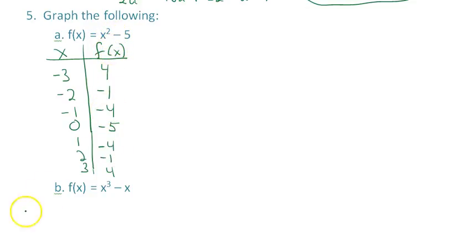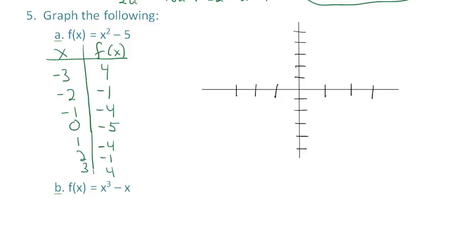So let me take a minute to get us ready to graph. Okay, so now I have a grid. I'm going to go ahead and get ready to graph. And so I'm going to treat these like points. I have the point negative 3, 4. So I go back 3 and up 4. Put a point. Then I have the point negative 2, negative 1. So negative 2 would be left 2 and down 1.